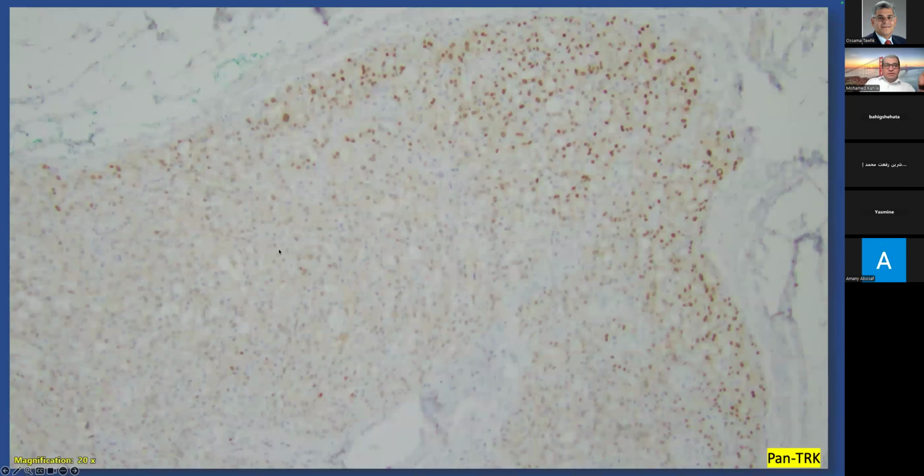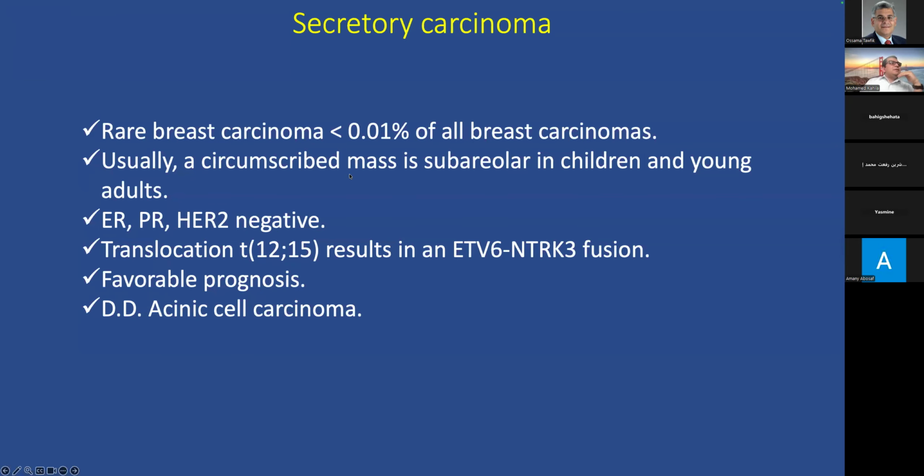There is an immunostain for TRPS1 called pan-TRK. If you have the translocation, it will be positive. And that's just a summary of this tumor: it usually occurs in young adolescent females, its differential is acinic cell carcinoma, and it has a favorable outcome.